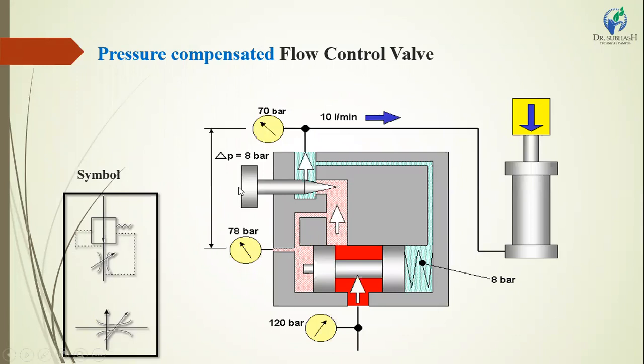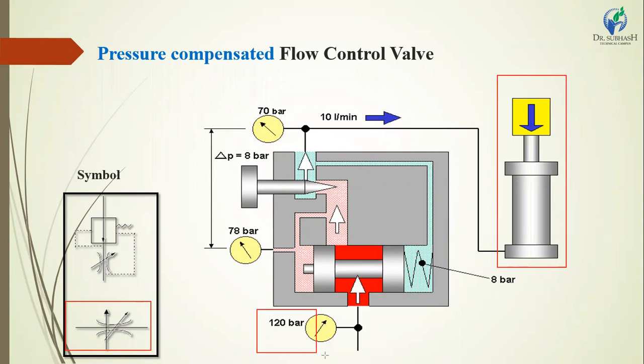The next is a pressure compensated flow control valve. Here we see some pressure gauges indicated in this drawing. First we have to understand the component parts. This is the hydraulic symbol of the pressure compensated flow control valve. These modules work externally and we can get them from this.